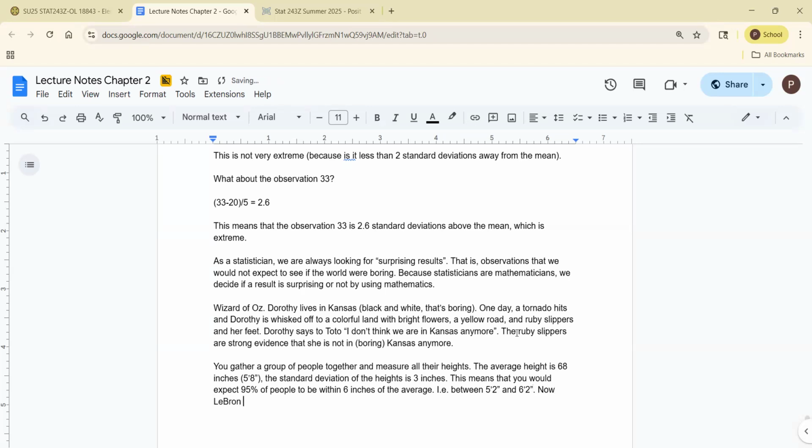Now LeBron James shows up. Is that a surprise? Probably in more ways than one. LeBron James is 6'8", so his height is extreme and unlikely to observe in your sample.